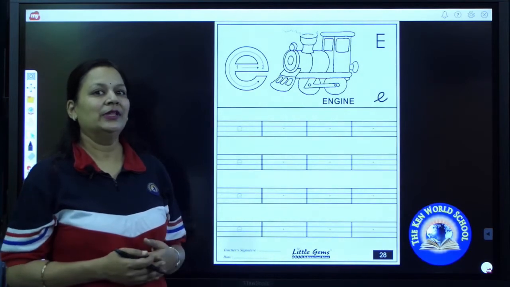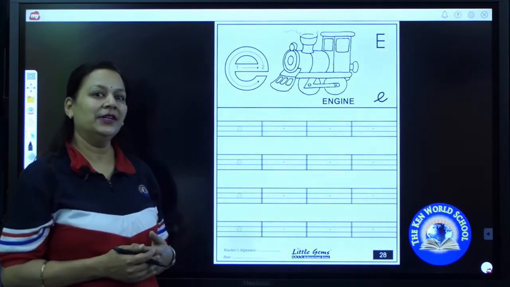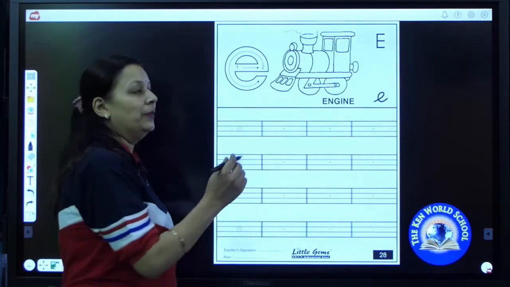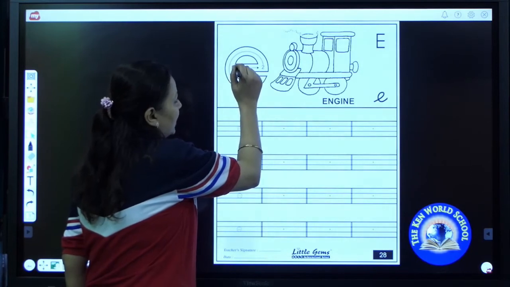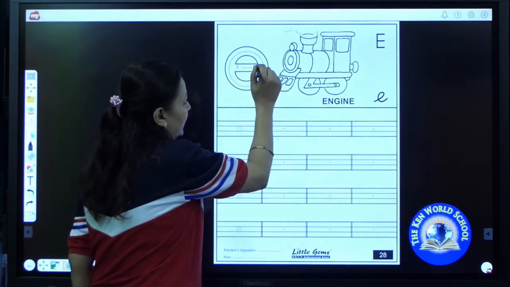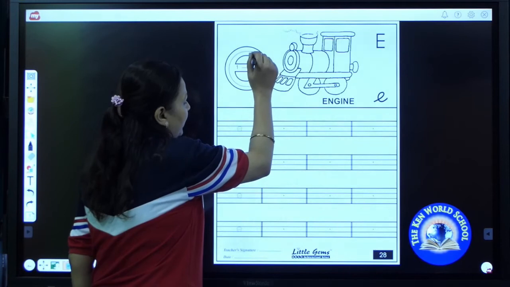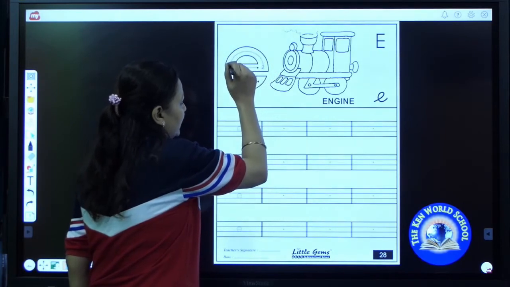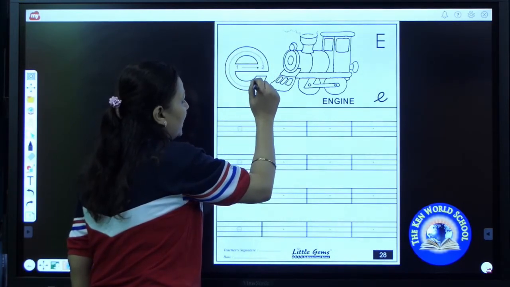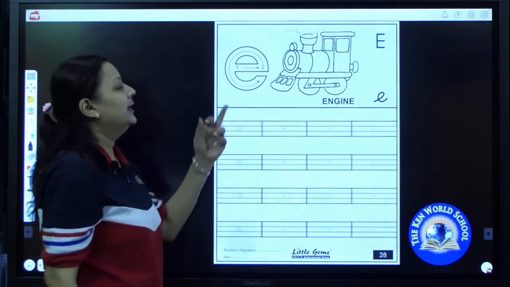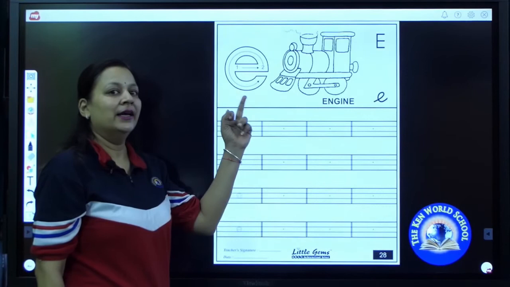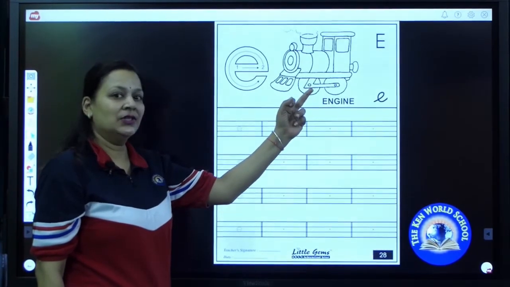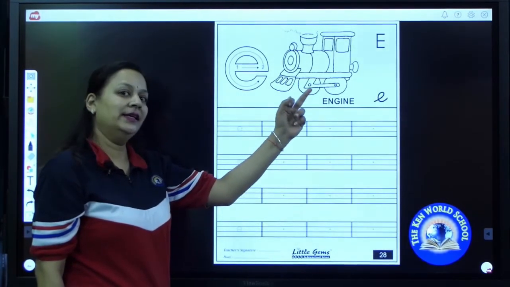I am going to tell you the formation of letter E. We will put our pencil between the middle line and the base line. And we will draw a sleeping line. Go up and make a curve till base line. E. E says eh. E as in engine.